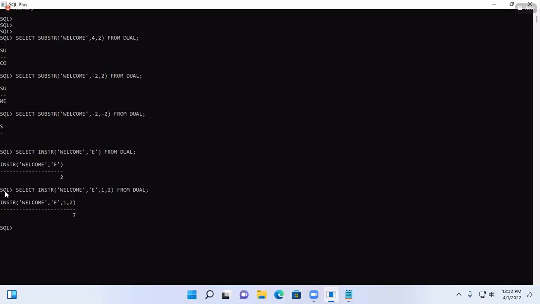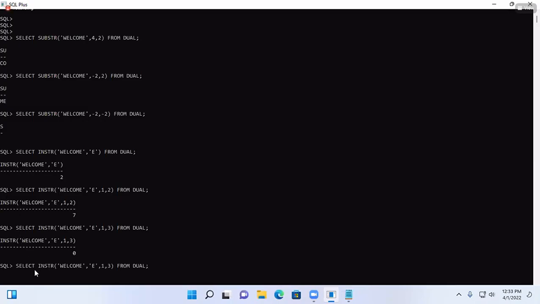Got it? Suppose the next level. If I give 3, from the start, it means I wanted the third occurrence E position. But tell me, is there a third occurrence E in my expression? No. If it is not there, what does it return? 0. It is not there, so it returns 0. Clear, all of you?